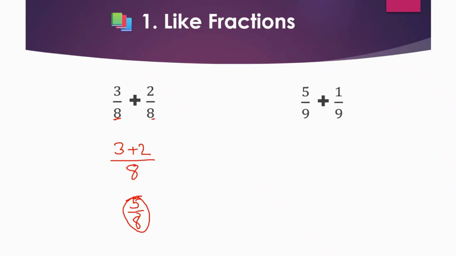Same goes with the next one. As we can see in both fractions, the denominator is 9. So you simply have to add the numerators. 5 plus 1, the denominator remains the same. 5 plus 1 gives you 6. So it's 6 by 9.